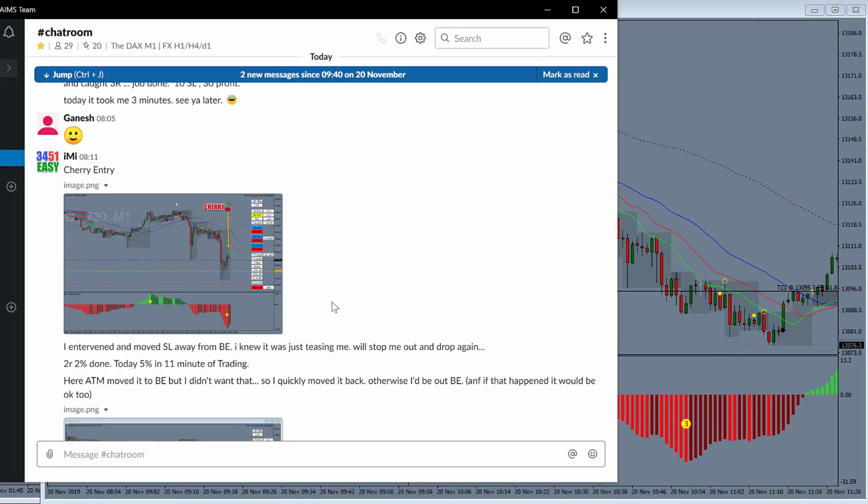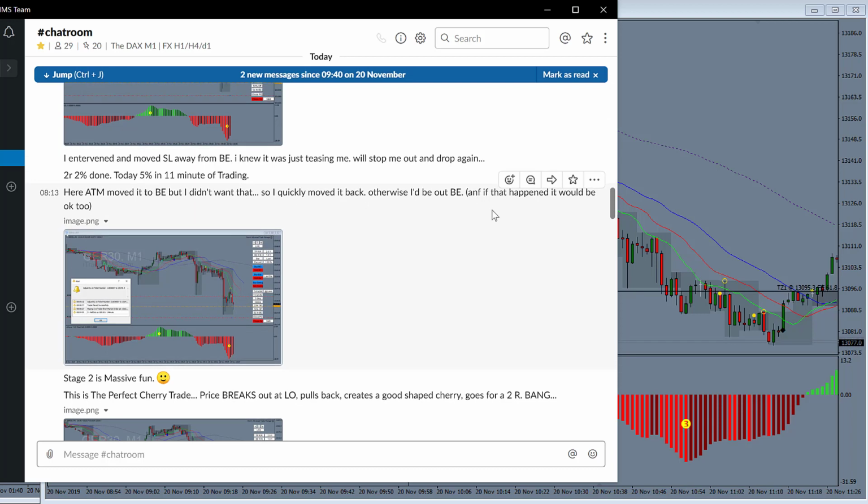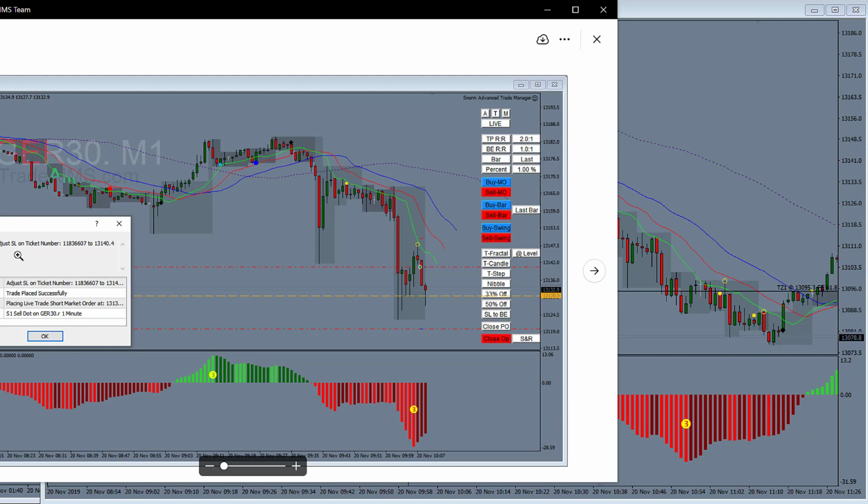Let's go to the chat room a bit. So that was that. ATM moved it to BE, but I didn't want that, so I quickly moved it back. Otherwise, I'd be out at BE. That happened. If that happened, it would be okay. Something like this. Can you see? As soon as the entry is taken, next minute, bang, it goes. ATM is set at 1R. BE, which means bring stop loss to break even or entry price at 1R.